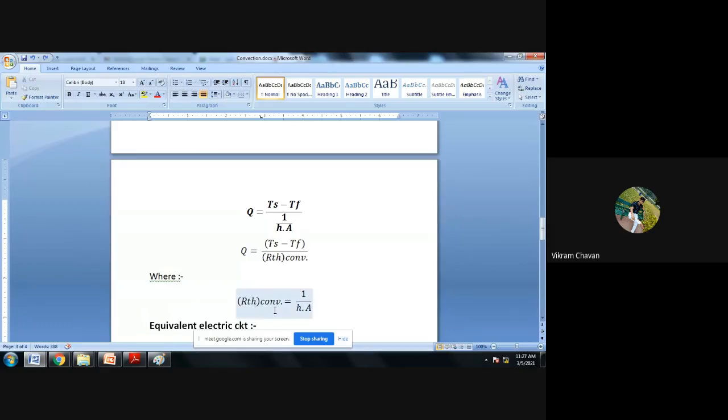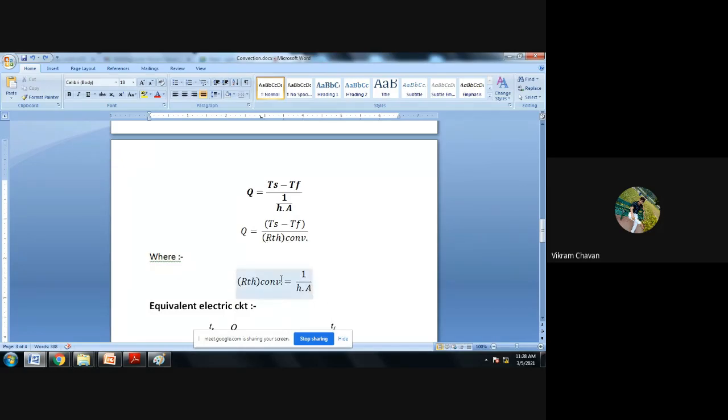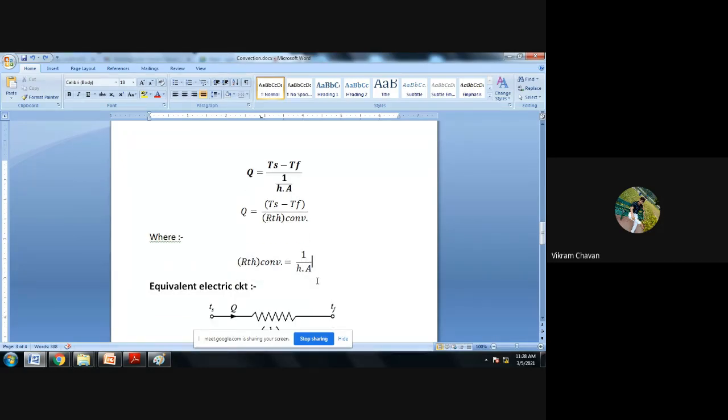Now RTH convection, the thermal resistance for the convective heat transfer, is equal to 1 upon HA, where H is the convective heat transfer coefficient and A is the area exposed for the heat transfer. Getting everyone?